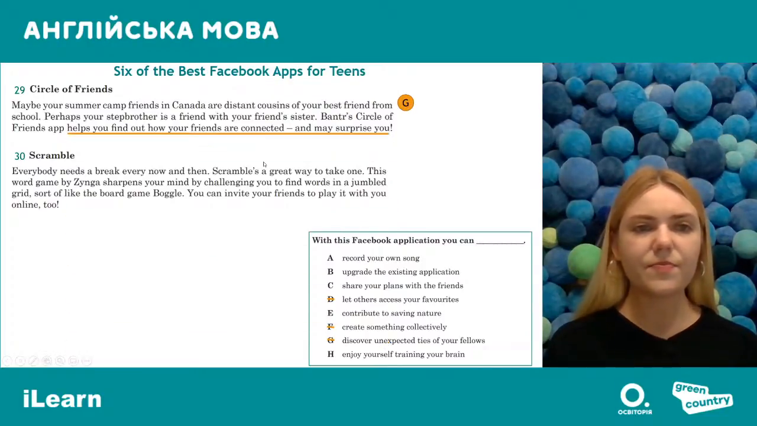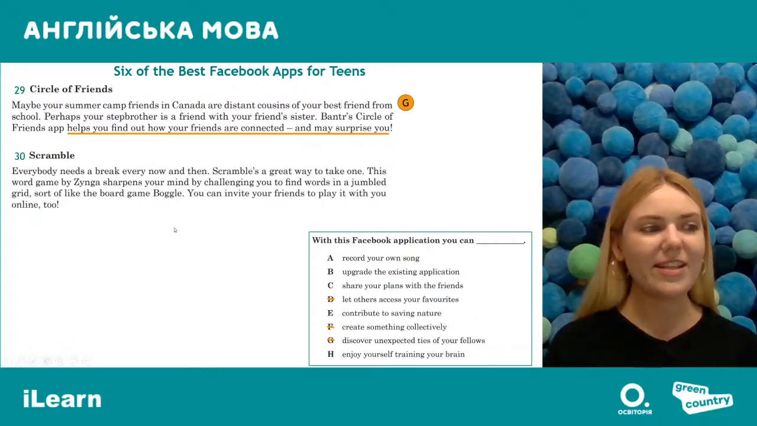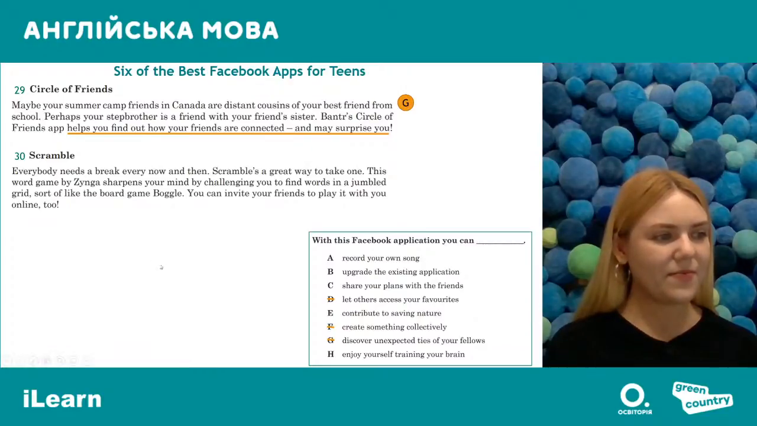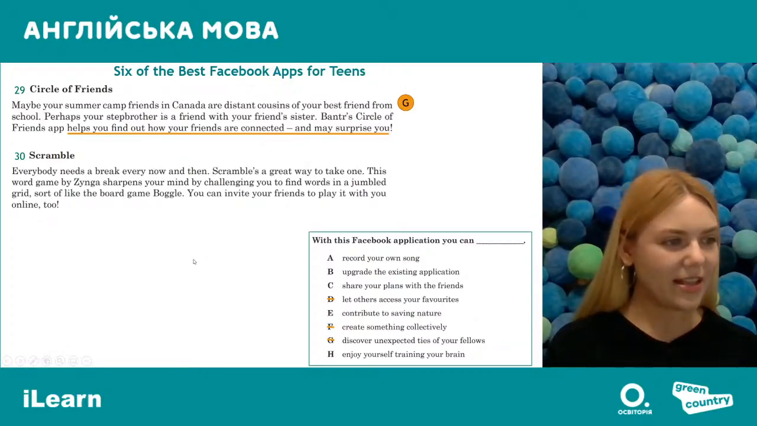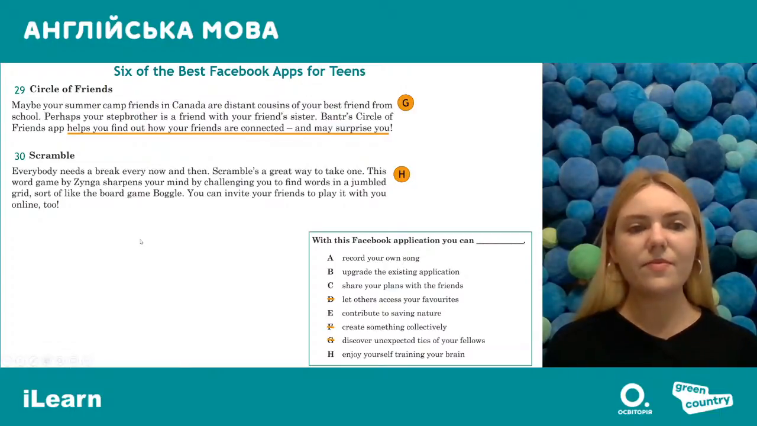And in the text, we have: if you find out how your friends are connected, it may surprise you. Surprise means that it is unexpected. So that is a paraphrase. G is the right answer here. Good. And 30. Okay, let's discuss 30 because I see the answers already. And that is H, of course.